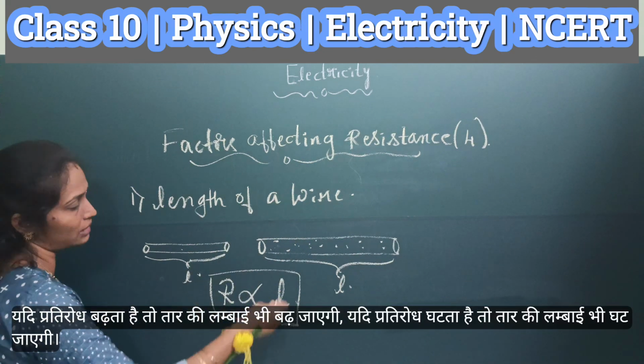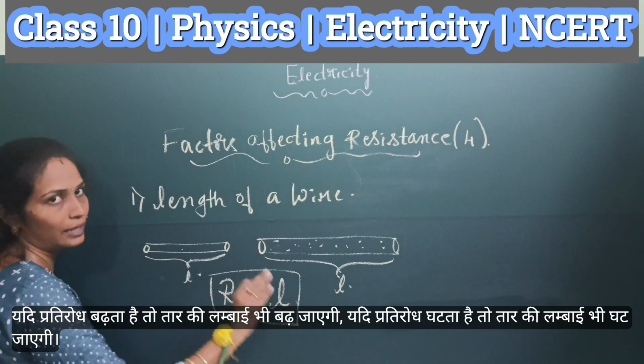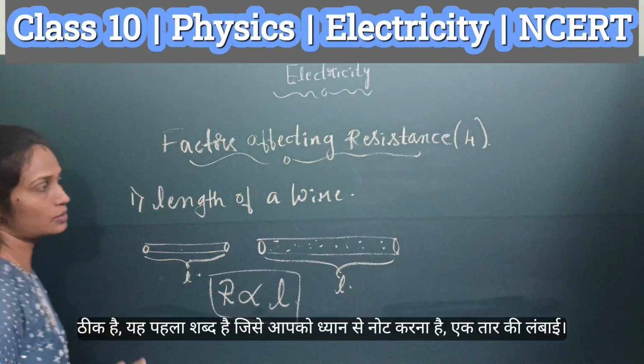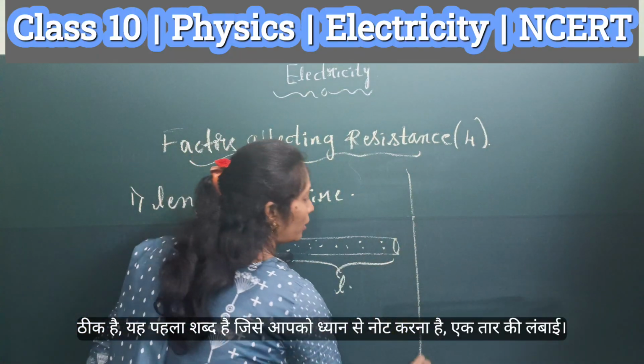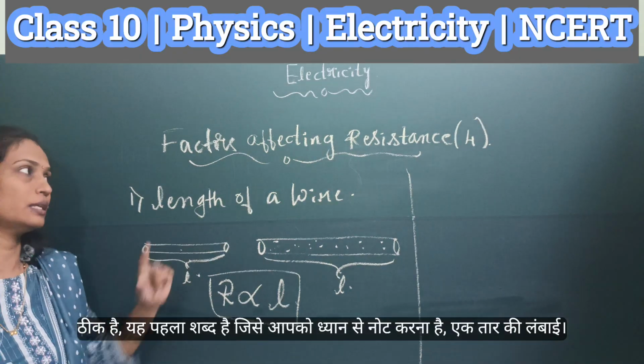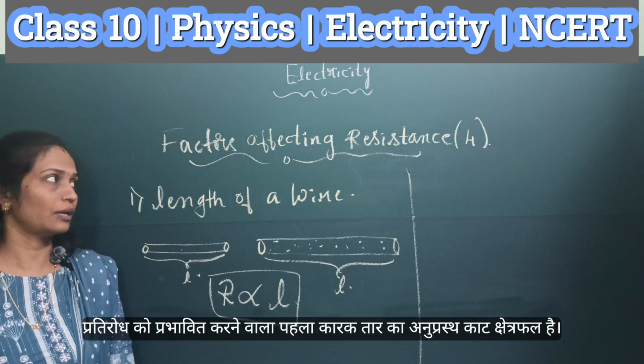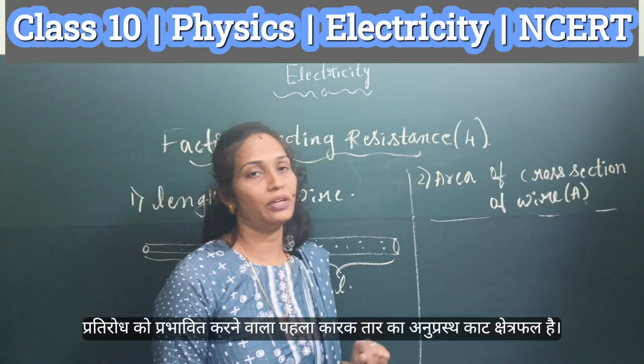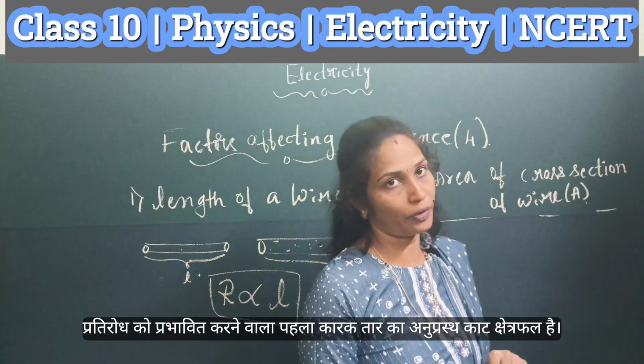If the length of a wire decreases, the resistance will also decrease. Okay, this is the first factor, which you have to note down carefully. The length of a wire is the first factor that affects the resistance. The second one is the area of cross section of a wire.